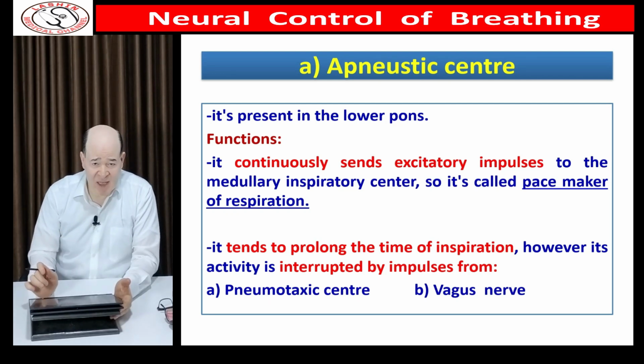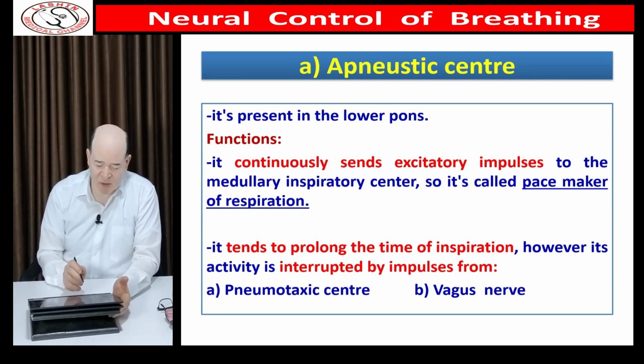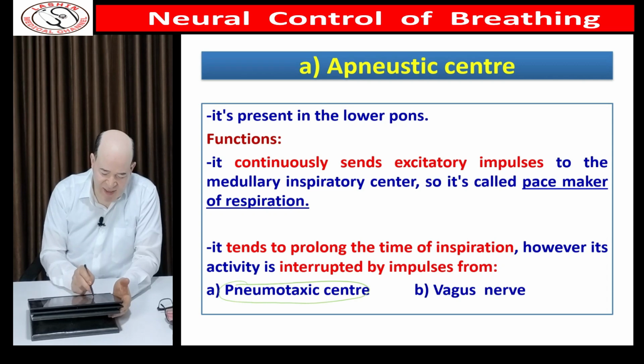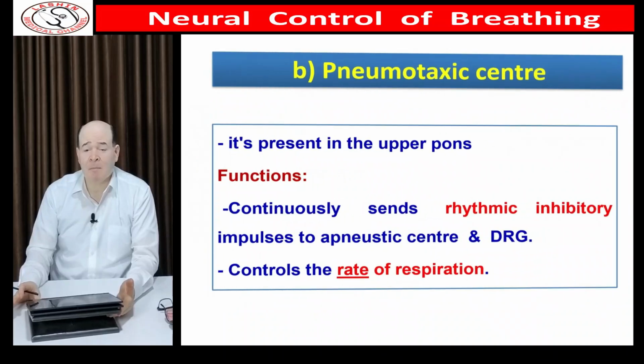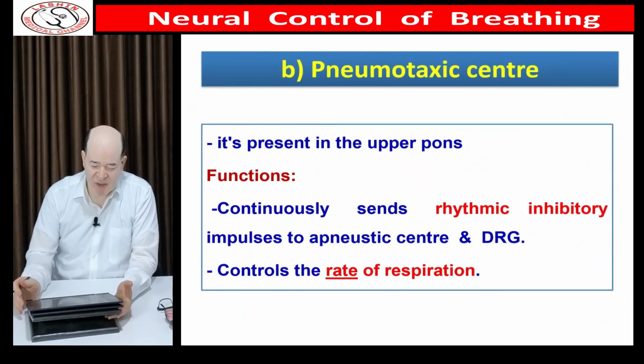Its action, as we said, is interrupted by regulating impulses from two important sources. First, the pneumotaxic center. Second, the vagus nerve, and they form the normal rhythm of respiration.